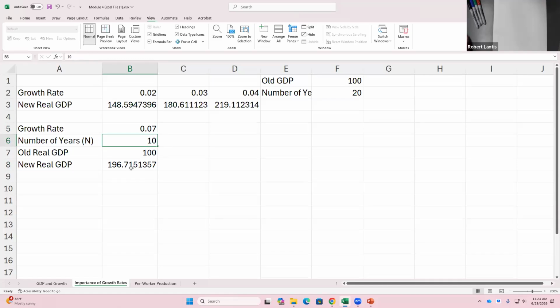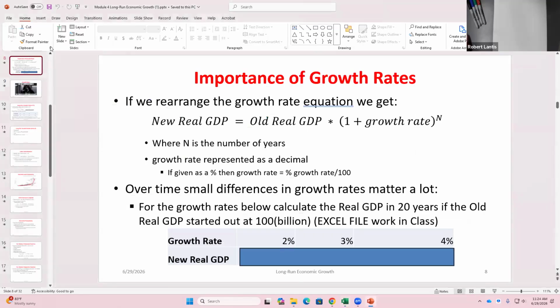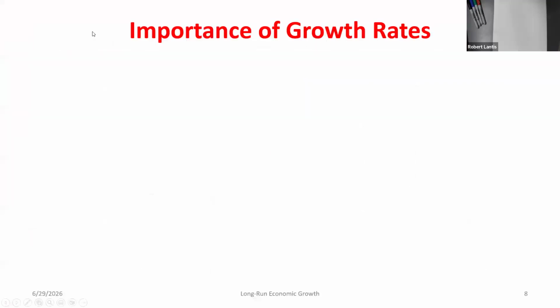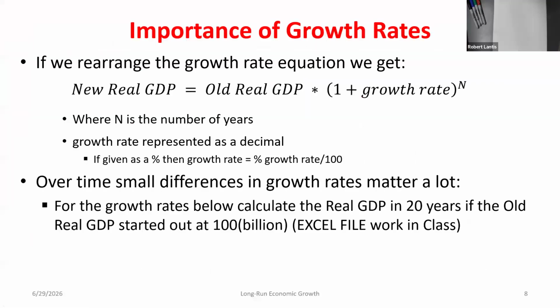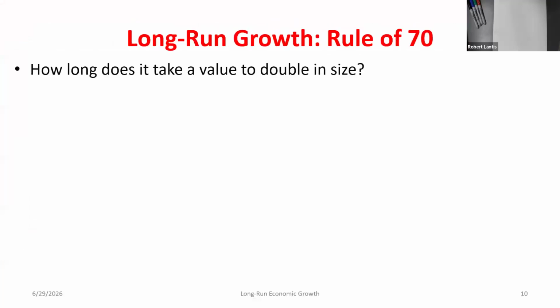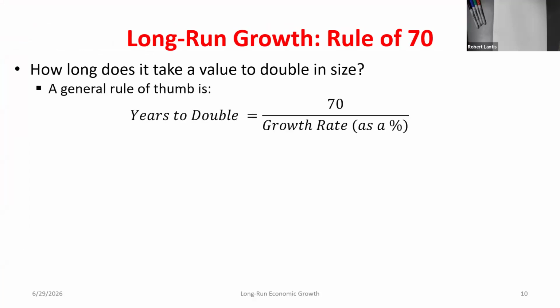We worked through a lot of this last class, but we can calculate these growth rates at different percentages. We did this in Excel. Another nice rule of thumb is, how long does it take an economy to double its real GDP? It's going to be 70 over our growth rate, as a percentage. So if I want to know the number of years it takes an investment to double, or the number of years it takes GDP to double, I will take 70 and divide it by whatever my growth rate is.